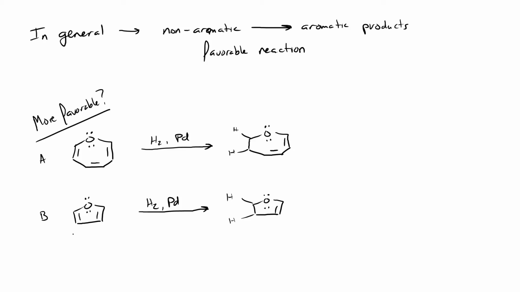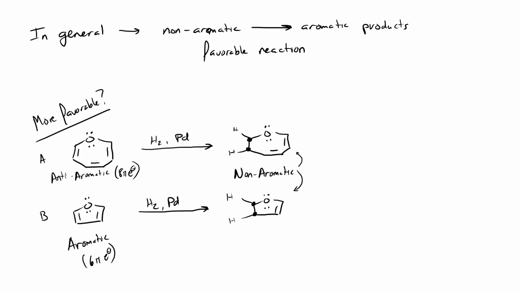All right, so we already know a little bit about this, right? This is aromatic. It's got 6 pi electrons. This one is anti-aromatic. It's got 8 pi electrons. And then these are both non-aromatic because now we've got neutral sp3 carbons. These carbons have no pi electrons associated with them. They have no charge. And so both of these compounds are non-aromatic products.